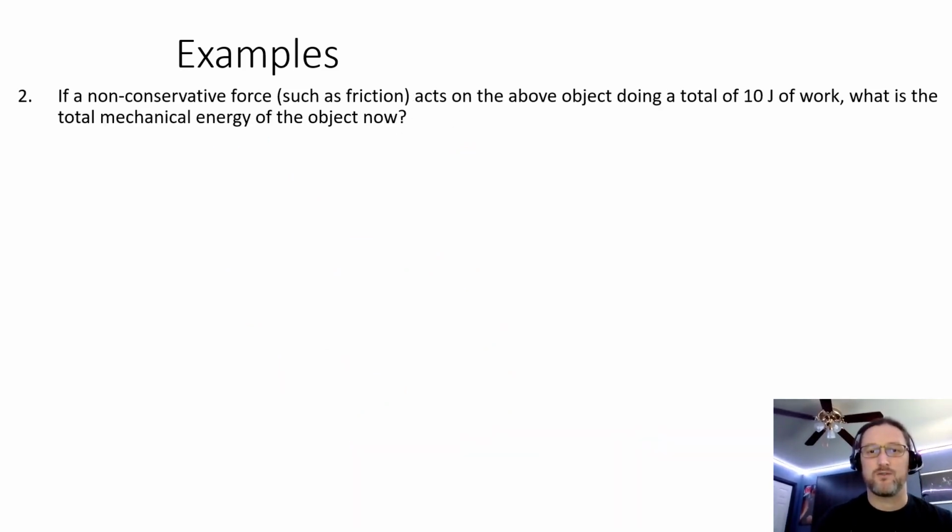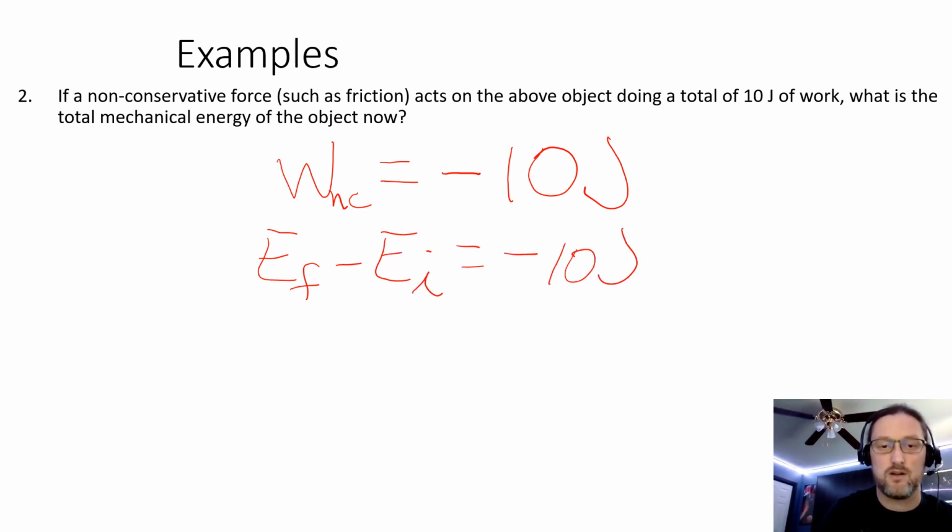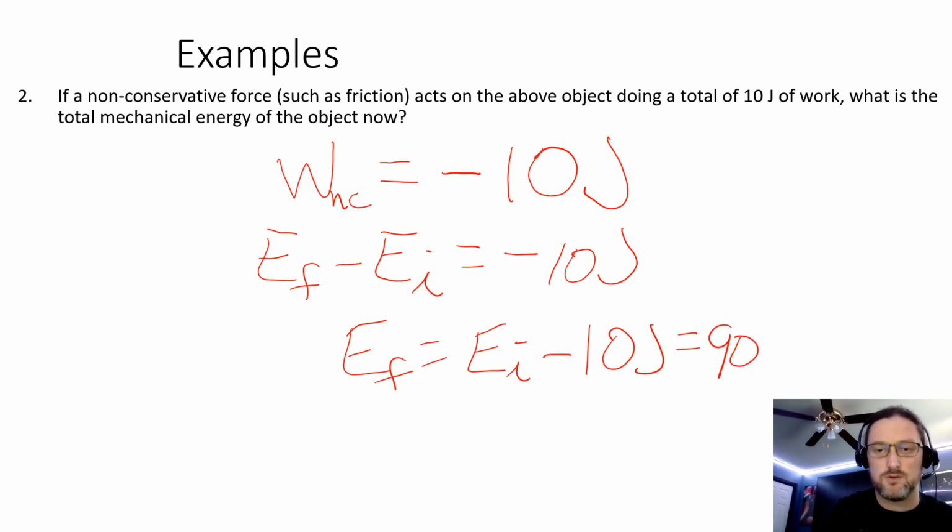Let's take a non-conservative force. It does 10 joules of work, right? So now we say work non-conservative does an amount of work equal to 10 joules, but here's the thing about non-conservative friction in particular. Remember calculating work done by friction in homework 7 and some of the examples. Work done by friction was always negative. So I'm going to say work done by the non-conservative force is negative 10 joules, right? Then I immediately write delta E as E final minus E initial equals minus 10 joules, right? Then E final would be E initial minus 10 joules, which would be 90 joules, right?